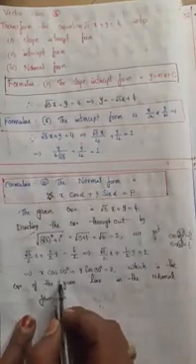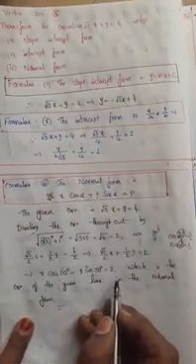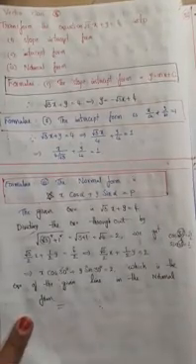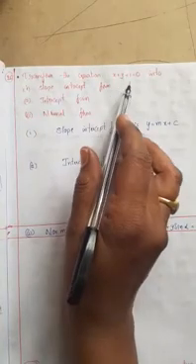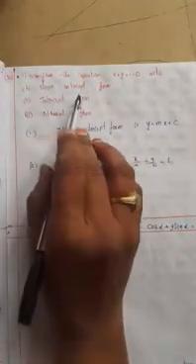So x cos 30 plus y sin 30 is equal to 2. This is the normal form of the equation. Let us solve the next question. Transform the equation x plus y plus 1 is equal to 0 into slope intercept form and normal form.